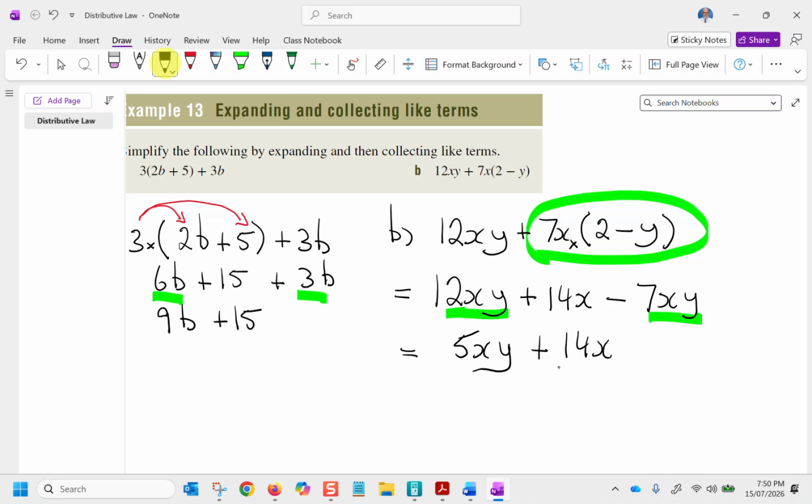Now we can't combine these any further because this term only has x, but this one has an x and a y together. These are unlike terms. We can't add those.